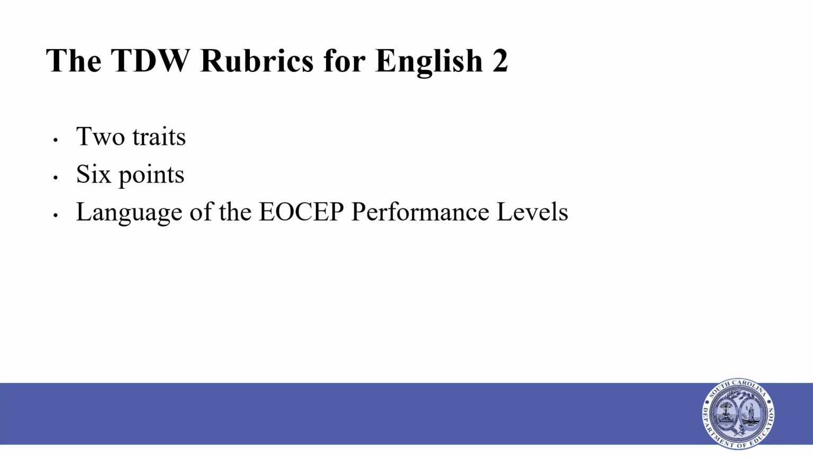The total score point value of the TDW for English 2 is 6 points. The TDW point value will not be multiplied as it is with the TDA item. It will remain a 6-point item as indicated on the scoring rubric. The language of the performance levels for the end of course exam is different from SC Ready. We will look at that in just a moment.